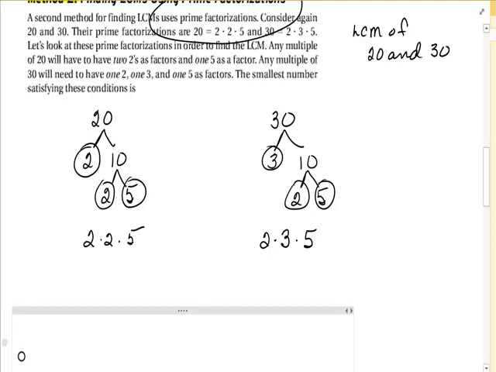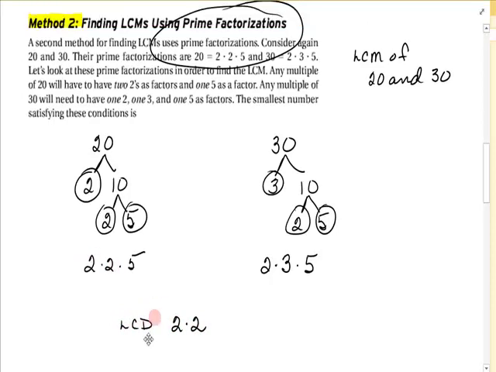those. And what you have to do is look at it and say, okay, I have to have a 2 because either one of them has a 2, you have to have a 2. But if this one has 2 2's, then you must take them both. So if you have any repeated factors, then you have to use the one that has more. So I needed the 2 2's instead of the 1 2. I also need a 3, and I also need a 5.